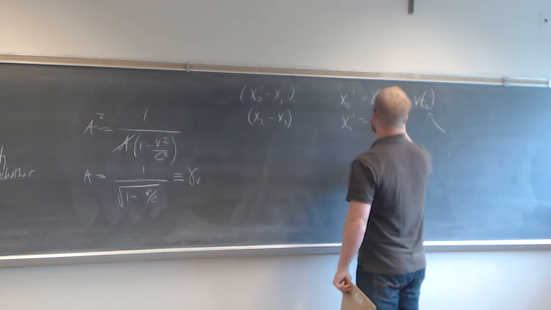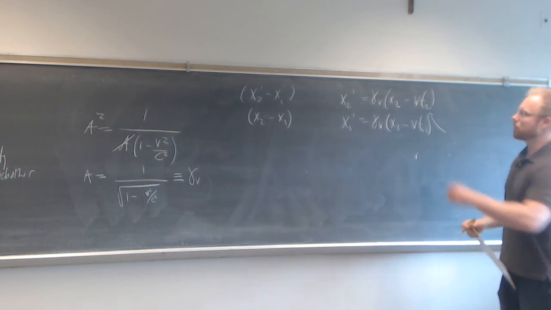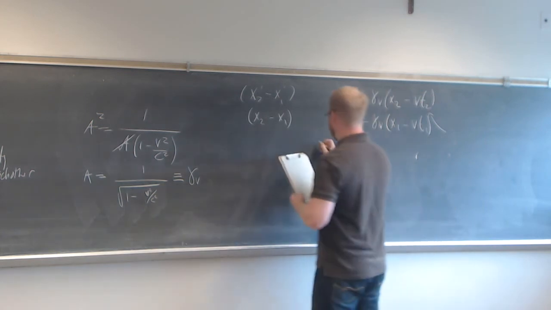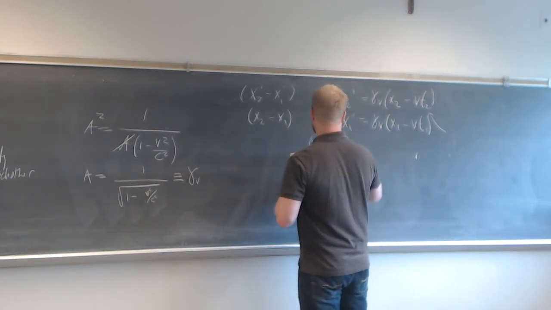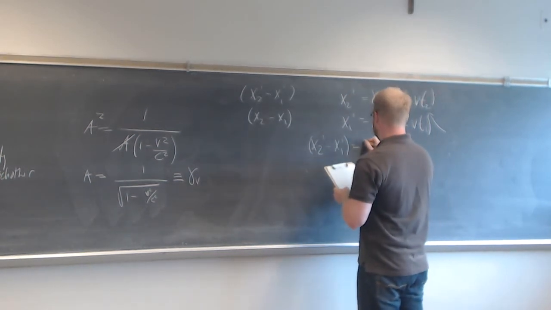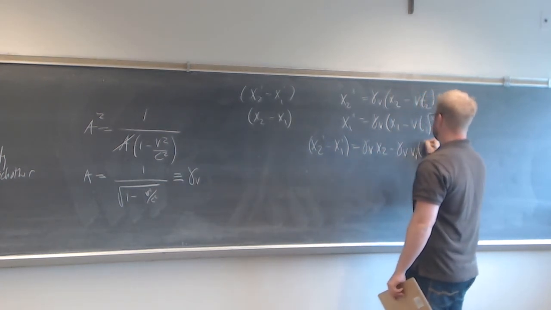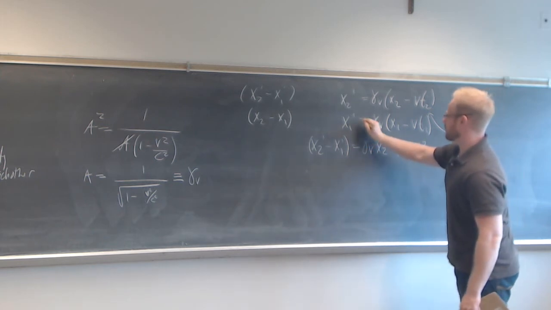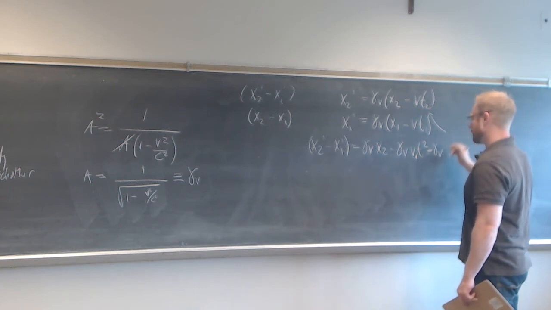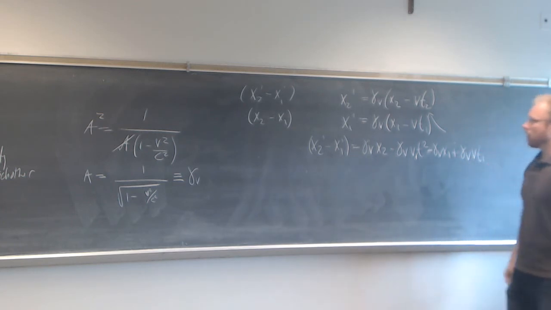x1 prime equals gamma times (x1 minus v t1). And we can solve both of those and figure out what x2 minus x1 is. The neat thing about it is if I now write out x2 prime minus x1 prime, it's going to be equal to, if I multiply all this ugly stuff out, gamma v x2 minus gamma v t2, minus, because I'm subtracting them, gamma x1 plus gamma v times t1. It's this big long mess.